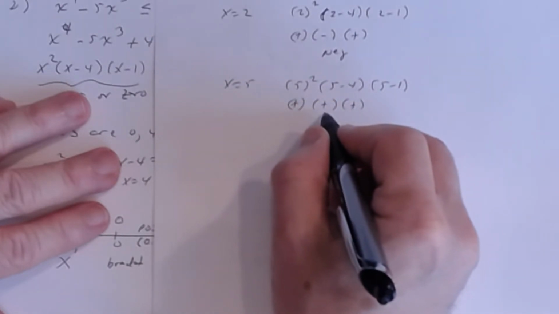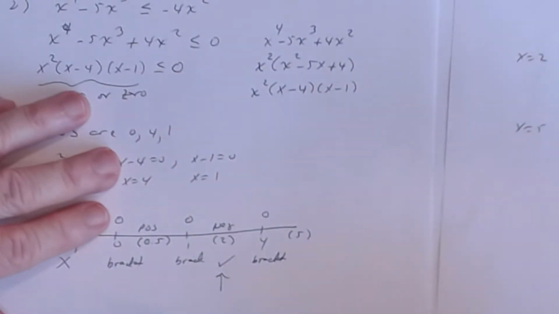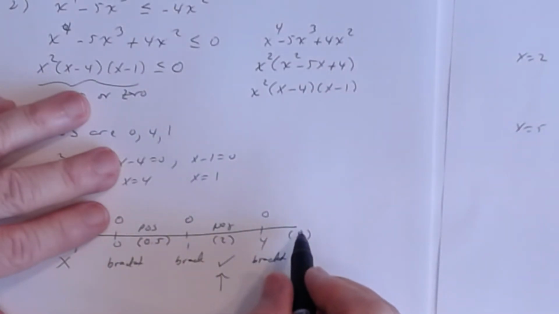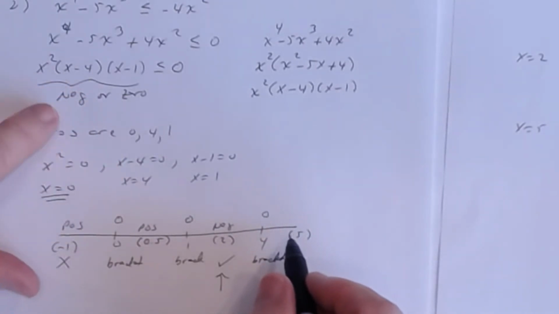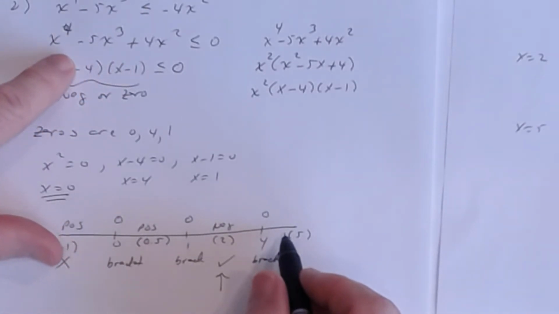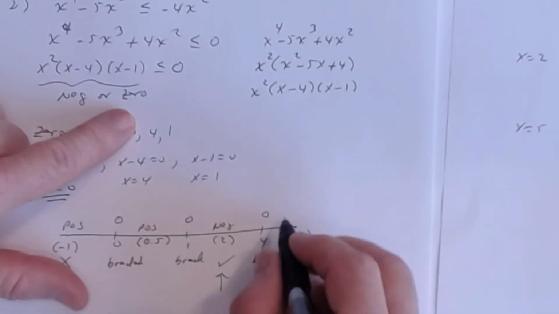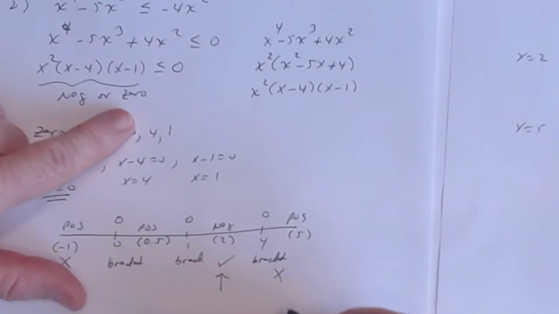So a positive times a positive times a positive is a positive. So no matter what real number I use that's greater than 4, that product is going to be positive. Or if I substitute here, that polynomial is going to be positive. But that's not what I want. I want negative or 0. So that's something I'm not going to use.